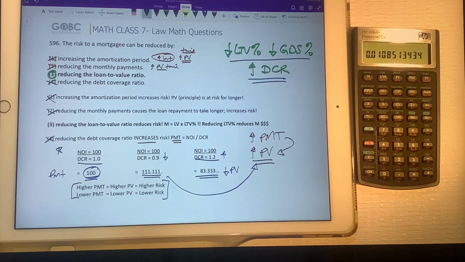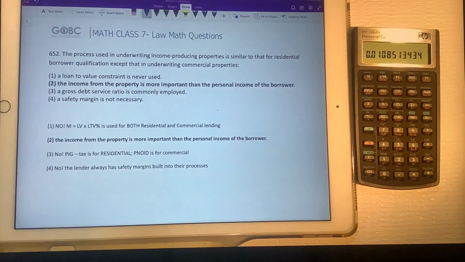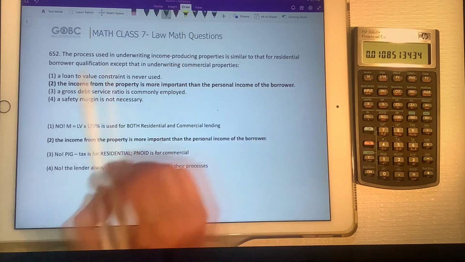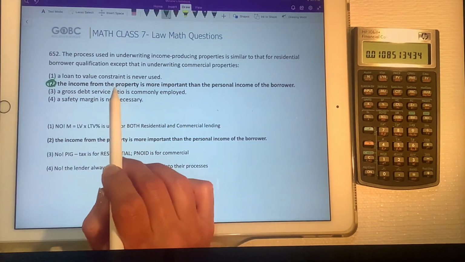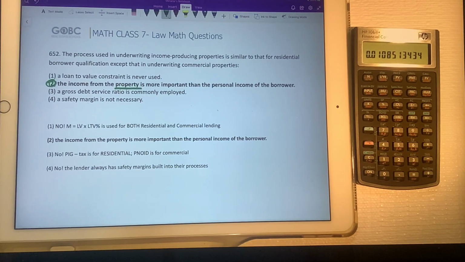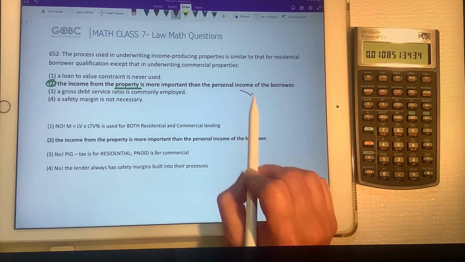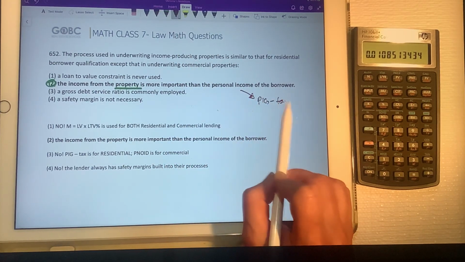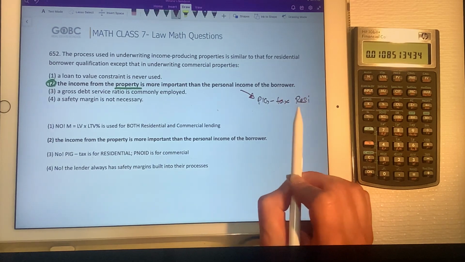Makes it really easy for you to answer these questions quickly when you know the relationship. 652 says the process used in underwriting income-producing properties is similar to that for residential borrower qualification, except that in underwriting commercial properties, the income from the business is way more important. So the property or the business is way more important than the personal income of the borrower. So the personal income is used in that PIG minus tax formula, and that's your residential formula, right?